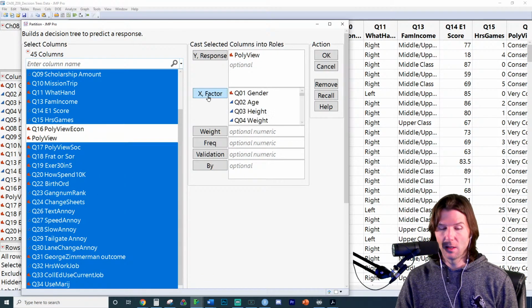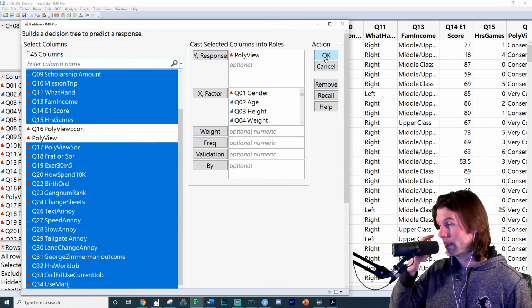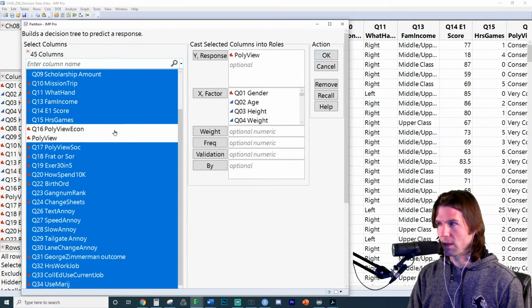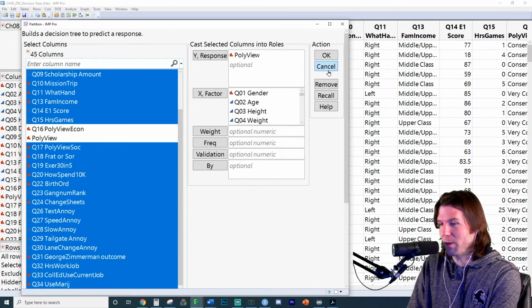So remove out these. Now, one thing you should know instantaneously about this is we should not use things that are identifiers or act like identifiers. The reason I'm not using these is because this is my y variable, and this right here was what I made my y variable from. So, of course, if someone's very conservative, that'll explain if they're conservative.